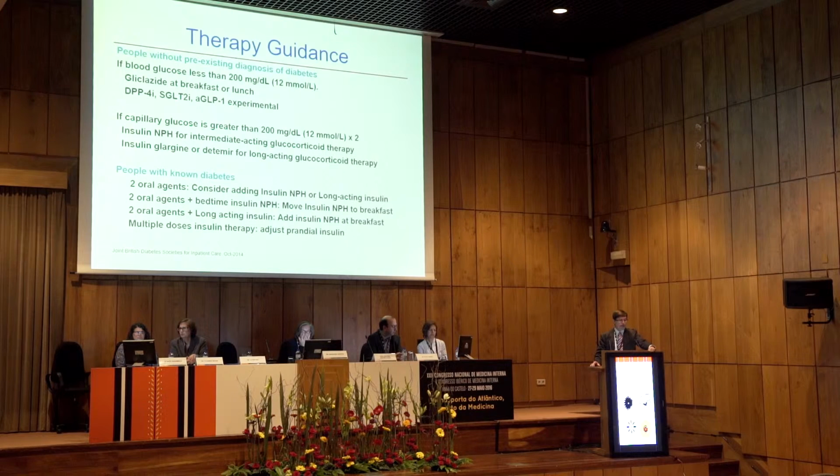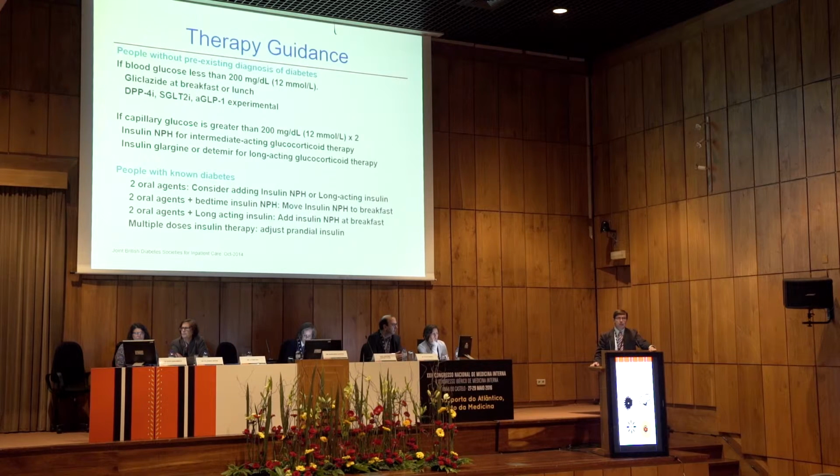Physiopathologically, DPP-4 inhibitors, glucosurics, or agonists of GLP-1 can manage the hyperglycemia caused by glucocorticoids, but these are experimental treatments. Metformin and pioglitazone are very slow-action drugs, and they are not recommended for treatment of glucocorticoid-induced diabetes. If the capillary glucose is above 200, we shouldn't use oral agents. We should move to insulin.